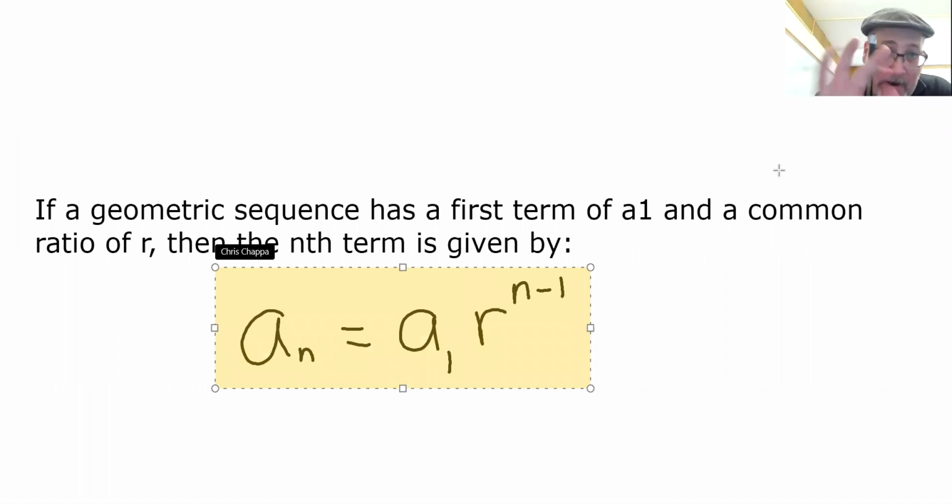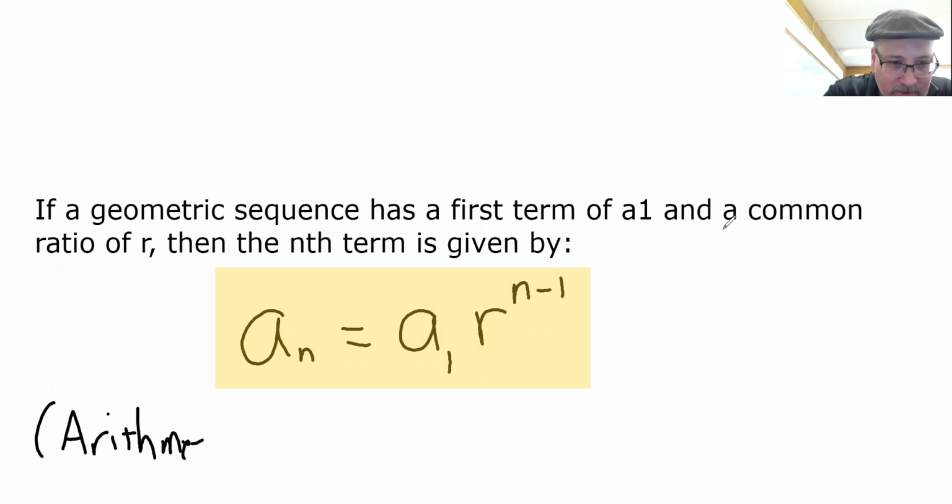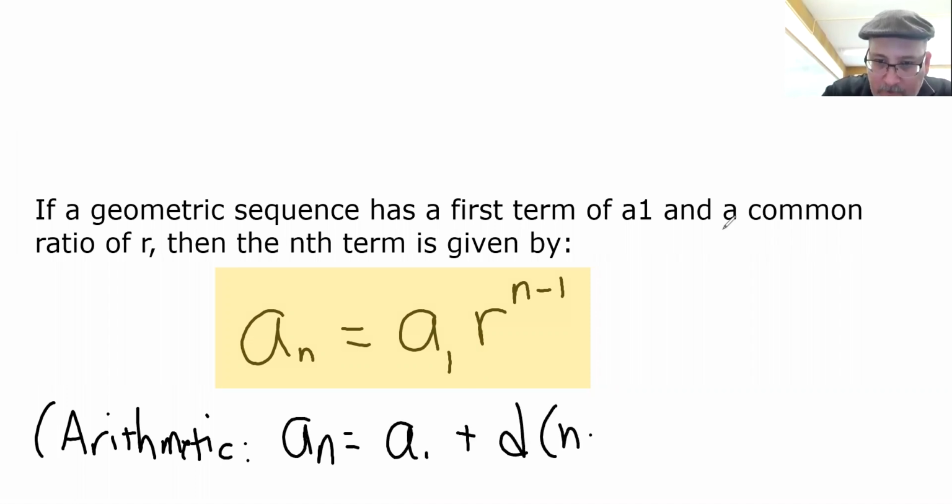And if you really compare this to the explicit representation of an arithmetic sequence, which was A1 plus D times n minus 1, the formulas are very similar. The A1's in the same place, the R replaces the D, and the n minus 1 is in the same place.